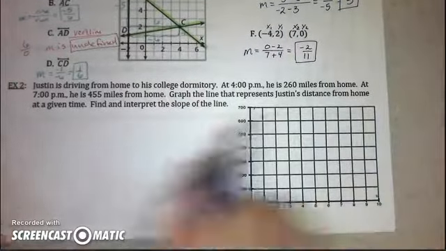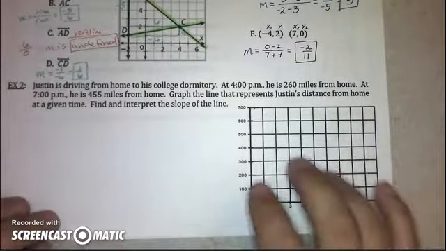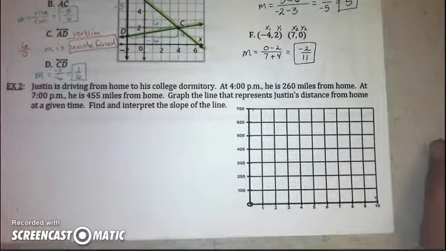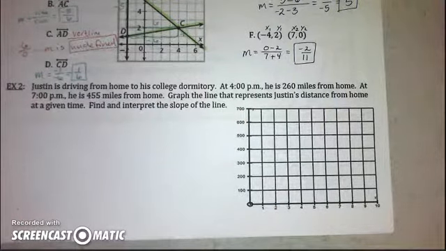Alright, for this next example, I'm going to read this to you and then we're going to talk about what it means in terms of this graph. Justin is driving from home to his college dorm. At 4 p.m. he is 260 miles from home. At 7 p.m. he is 455 miles from home. We want to graph the line that represents Justin's distance from home at a given time, and we also want to find and interpret the slope of that line.